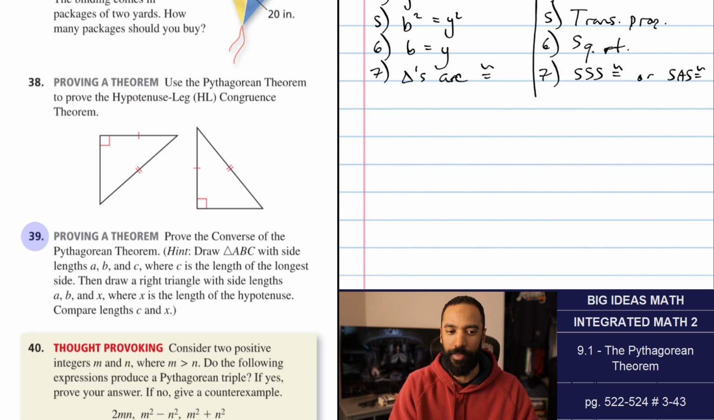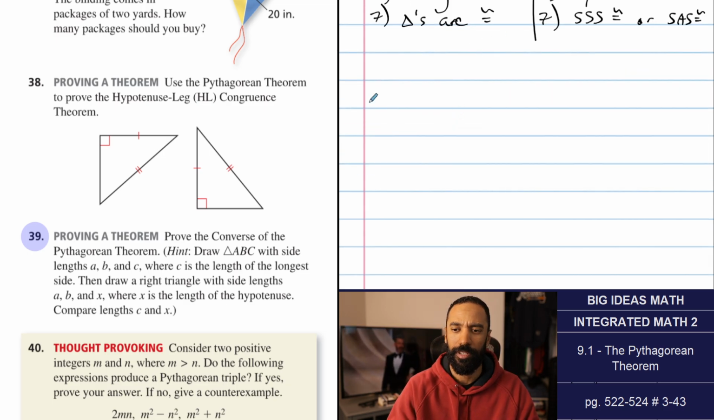Okay, number 39, proving a theorem. Prove the converse of the Pythagorean theorem. Why don't they prove the Pythagorean theorem itself?